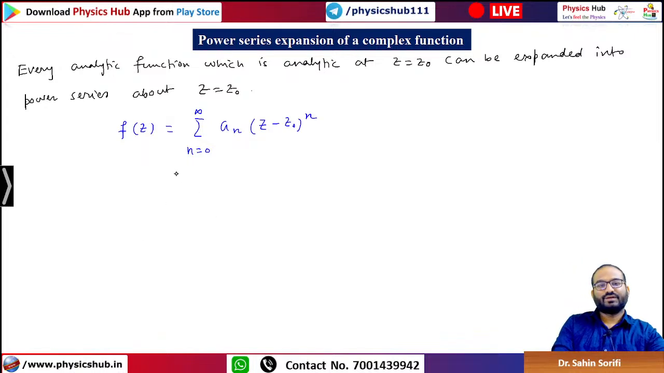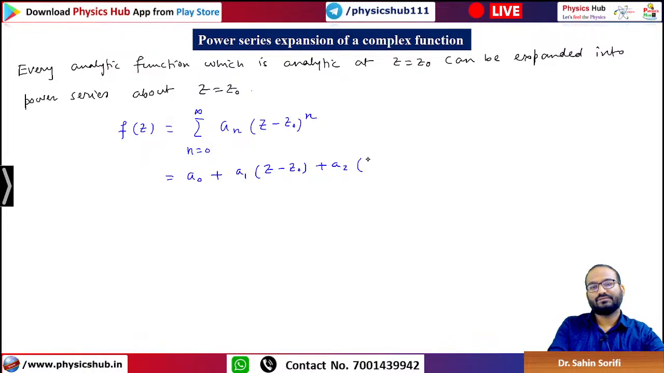Dekho, if you write f of z as summation n equals 0 to infinity a n times z minus z0 whole to the power n, it can be written as a0 plus a1 times z minus z0, plus a2 times z minus z0 whole square, plus a3 times z minus z0 whole cube, and so on, where z0 is the center of the power series.